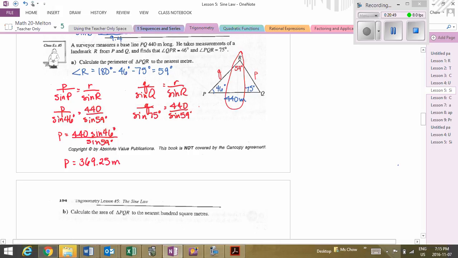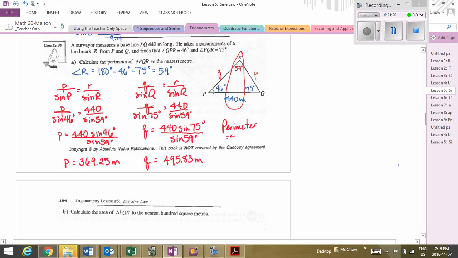So if we multiply both sides by sine of 75 degrees, that allows us to isolate for Q. So Q is then 440 times sine of 75 degrees, all divided by sine of 59 degrees, and we can enter that all into our calculator at once. And so length Q comes out to 495.83 meters. The perimeter then is, of course, the sum of all three lengths.